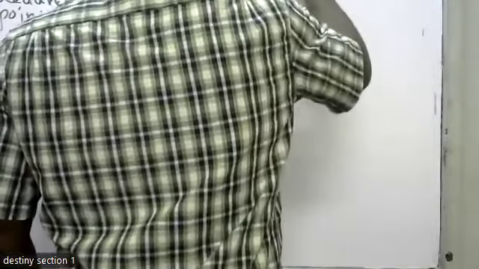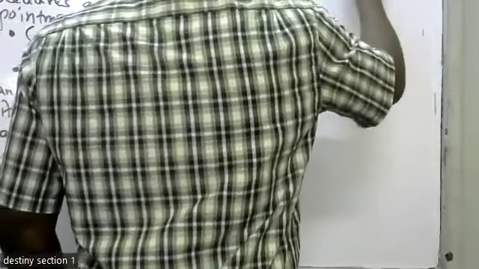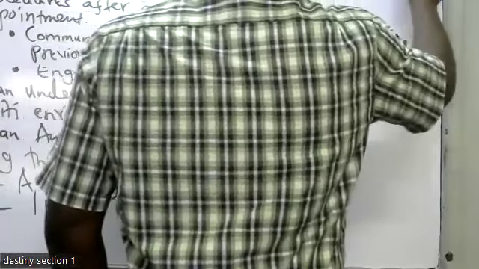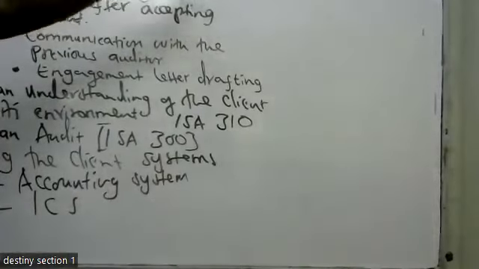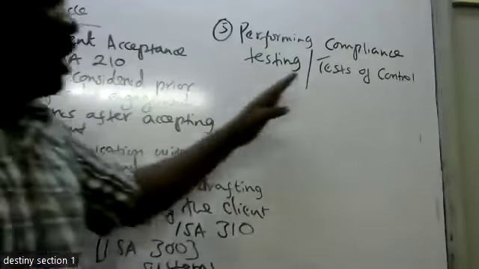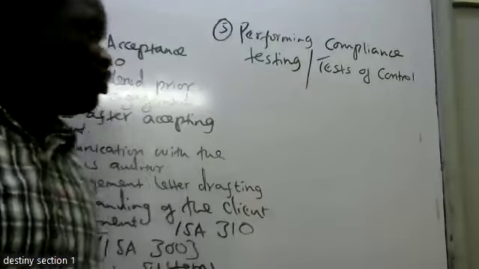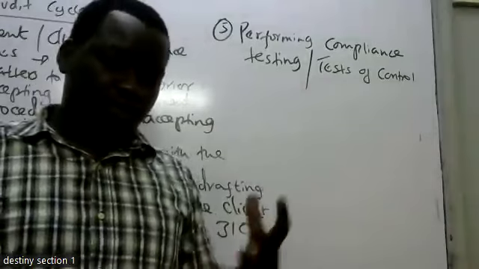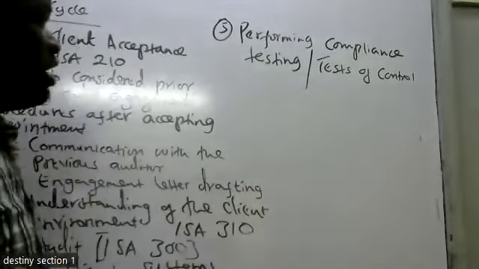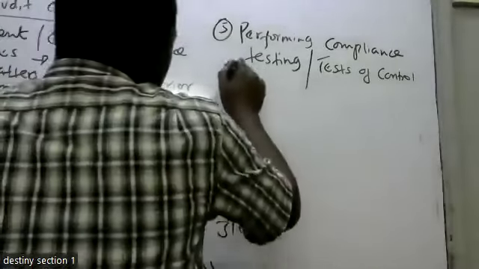Then number five, we go to performing compliance testing, or what's known as the test of control. These are the tests performed on the system to confirm whether the controls are in place, and if they are in place, whether they are effective in detecting errors and fraud.